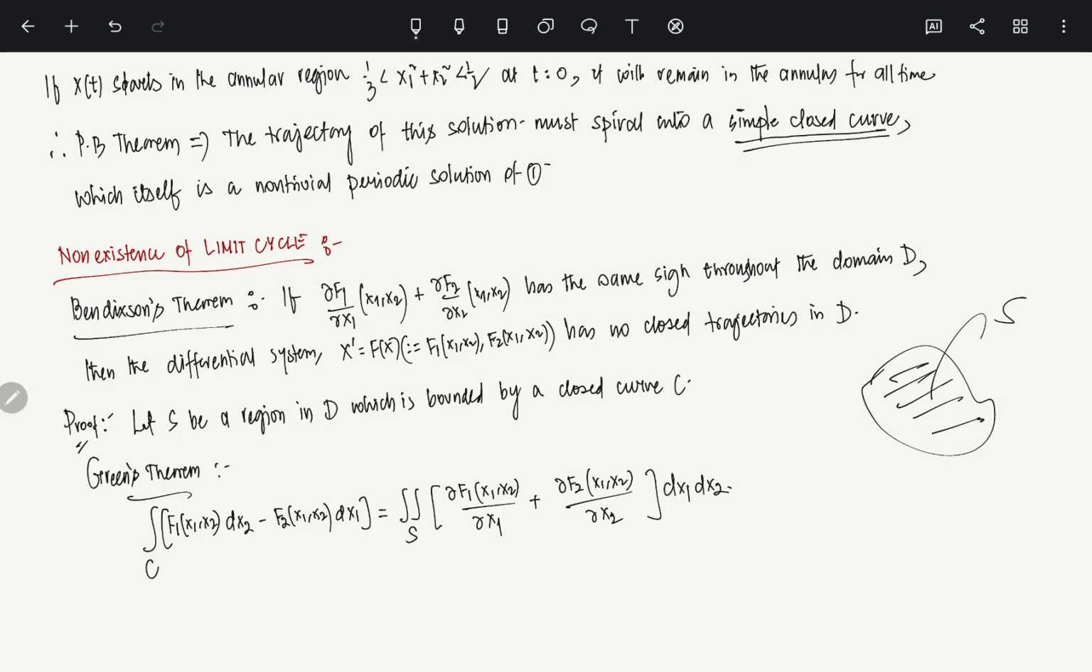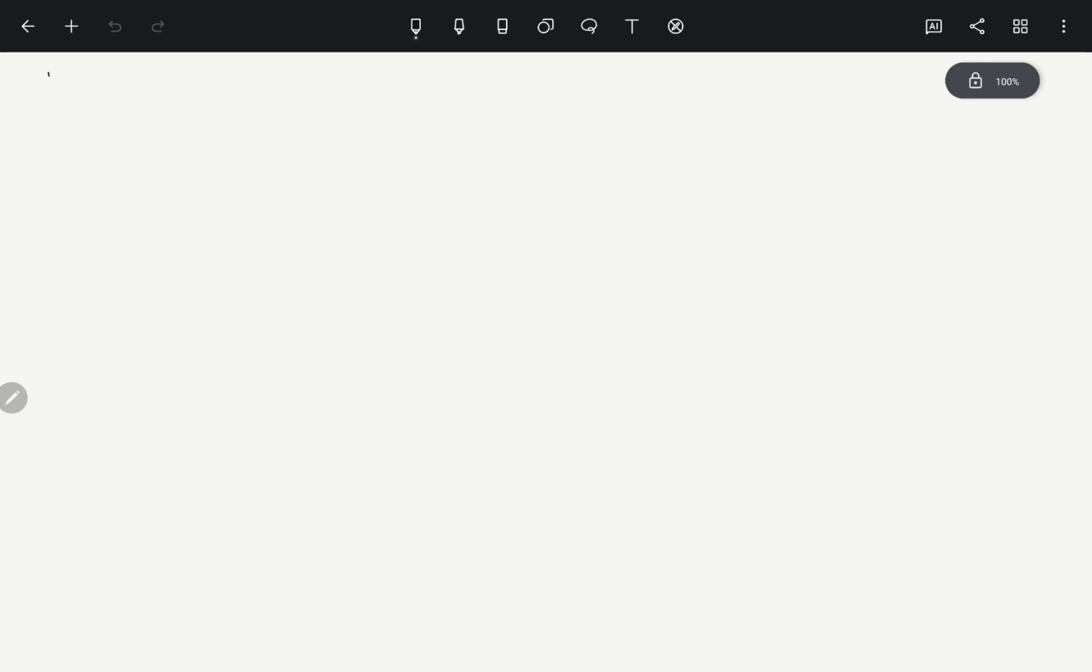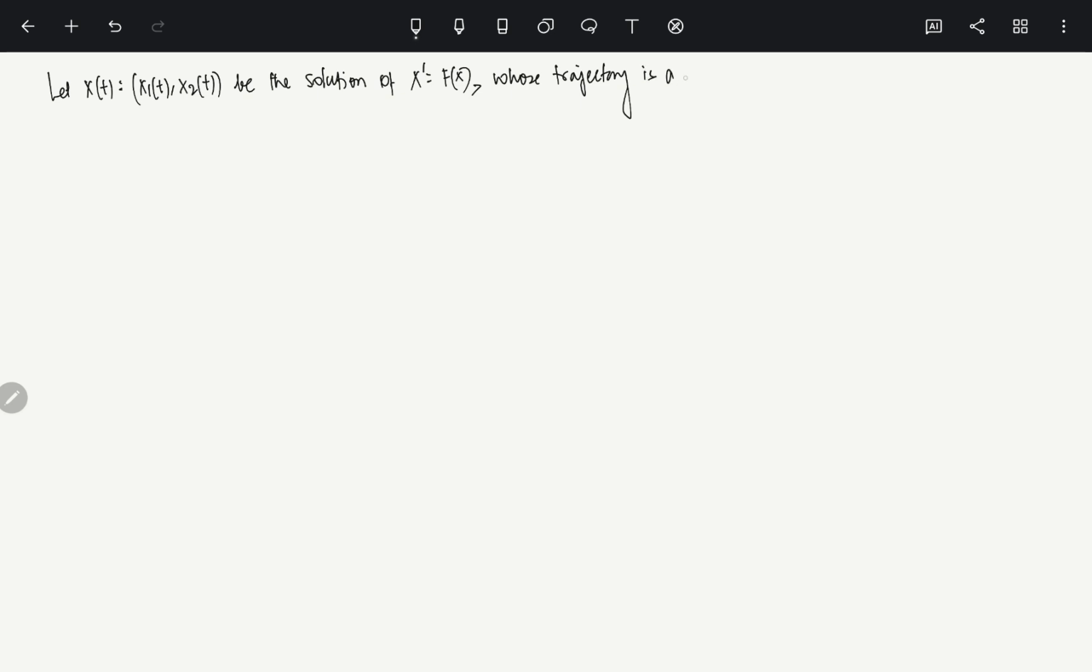Okay, so by Green's theorem, this is what we have, right? Now let x(t), which is nothing but (x1(t), x2(t)), be the solution of x' = f(x), whose trajectory is a closed curve C in the domain D. Is it okay?